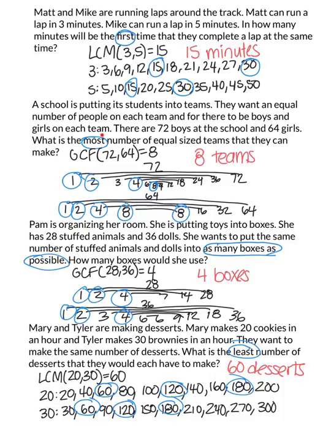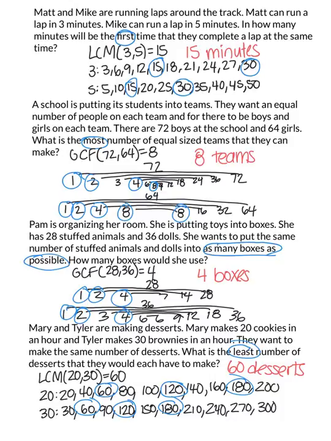The next one, our keyword is most. Tells me I'm going to use the greatest common factor. So factor, the F, tells me I'm going to feel the rainbow. So I made my factor rainbows for 72 and 64, found the factors in common, and I discovered that the biggest one in common is 8. So the answer to this question is 8 teams.